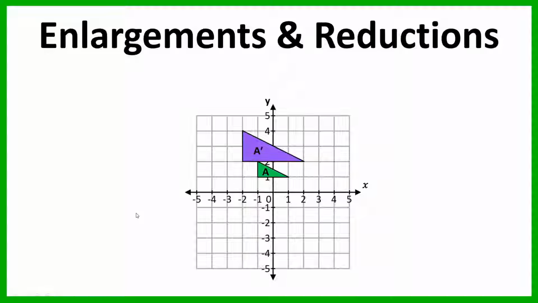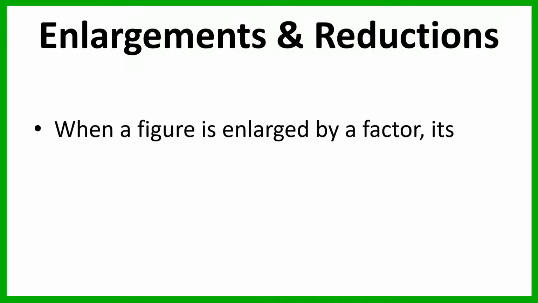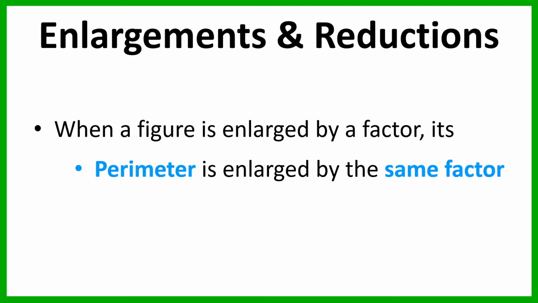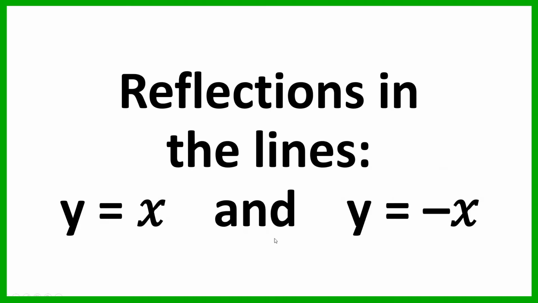Then for enlargements and reductions, you also need to remember that when a figure is enlarged by a factor, and reduced by a factor it works the same, then the perimeter is enlarged by the same factor, and the area is enlarged by the factor squared. Okay, now we're going to introduce reflections with 2 new lines of reflection. We're reflecting in the line y equals x and the line y equals negative x.